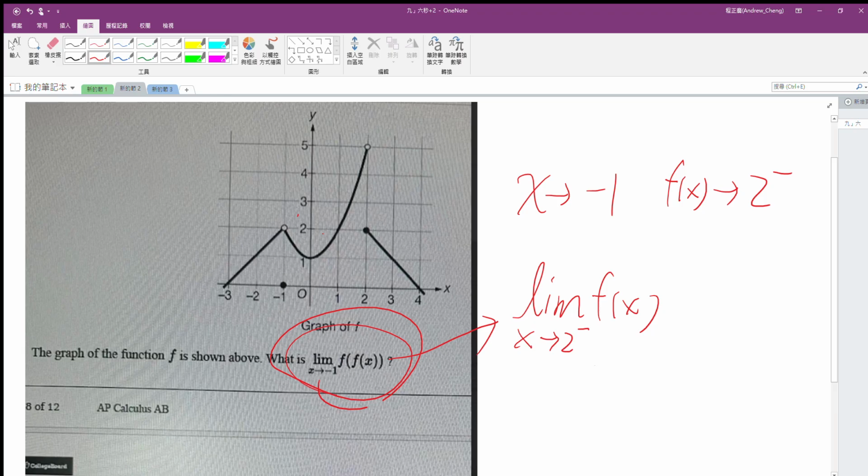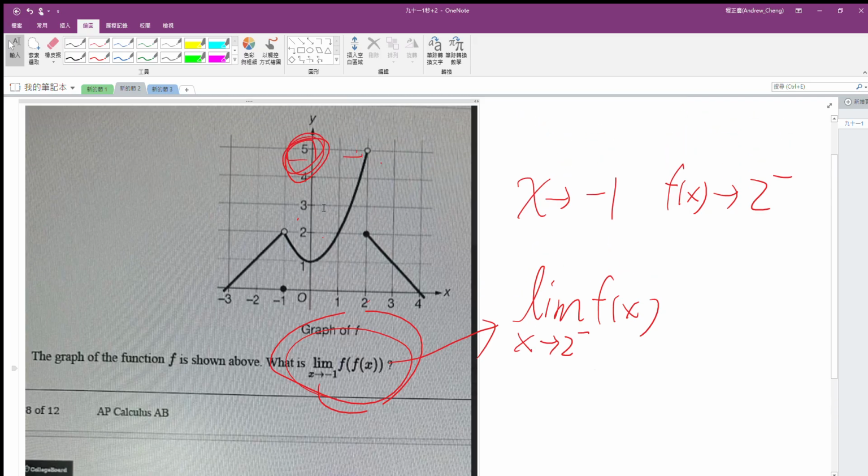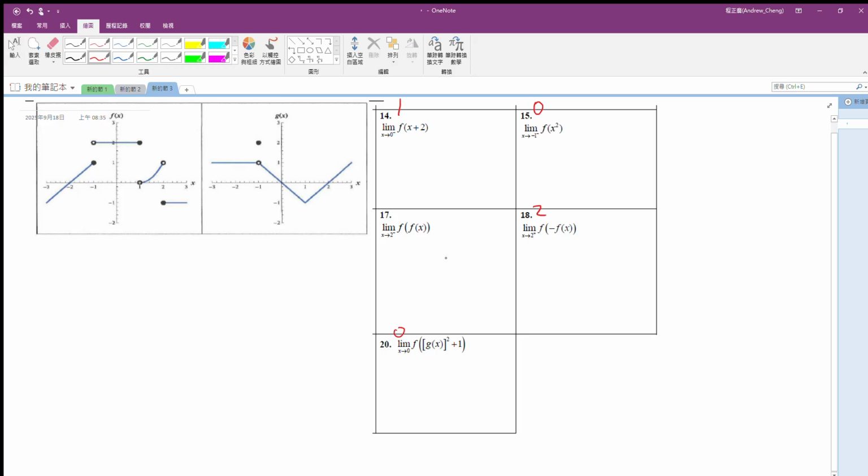So if you see it, f of x approaches 2 from below, that's from the left hand side, and the value of f of x approaches 5. Okay, so the answer is 5. So sometimes we have to check each function, what the behavior of that function is, and then go to the next step, step by step. And in your workbook, on this page, first question 14.